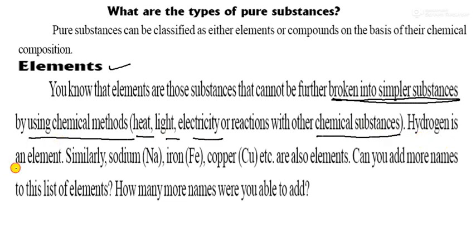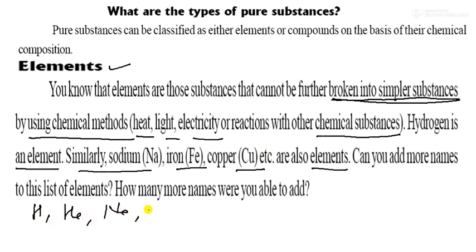Hydrogen is an element. Sodium is an element, iron is an element, copper is an element, and also so many elements are there. Lead, carbon. Can you add more names? You can list like this. It is hydrogen, it is an element, helium is an element, neon, carbon, lead. These are the elements. You can put sulfur, phosphorus, and these are the elements. Nitrogen and phosphorus, oxygen. So many other elements are there. You can write also.